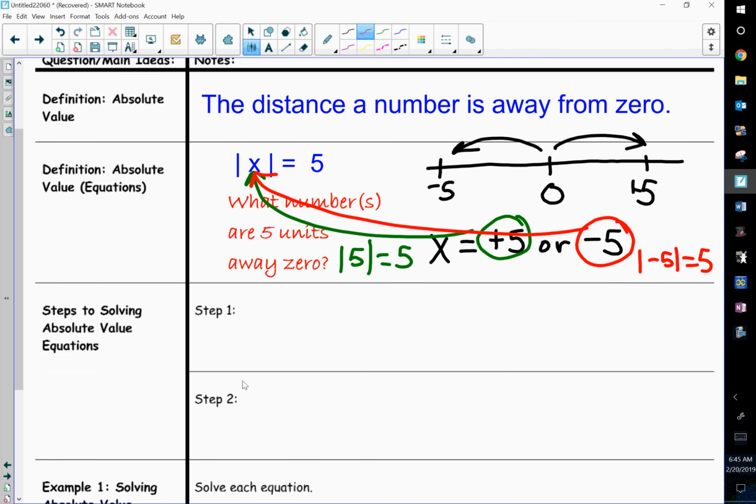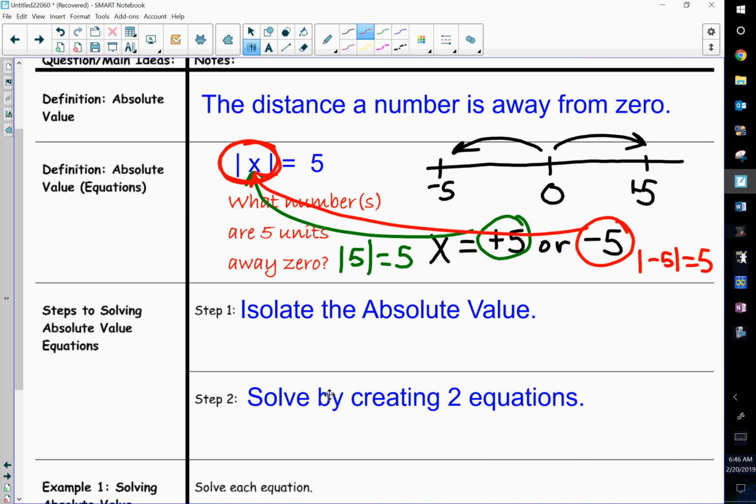So again, you're just copying notes down for now. The first step in solving an absolute value equation is that you isolate the absolute value part. You get the part that has the absolute value symbols all by itself. And then the second step is set up two different equations, which I'll show you in just a second. So take a second to make sure you have everything that you see on the screen copied into your notes, and then we'll move on.